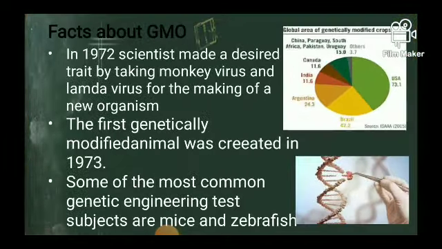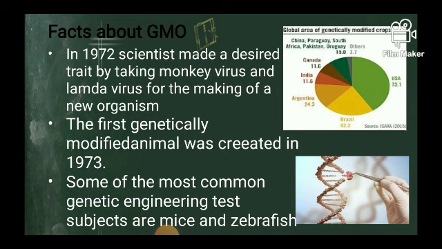Well, in 1972, scientists made a desired trait by taking monkey virus and lambda virus to make a new organism, a new virus. As I gave you the example of coronavirus, scientists have done this kind of thing of making coronavirus, and this happened in 1972 also.